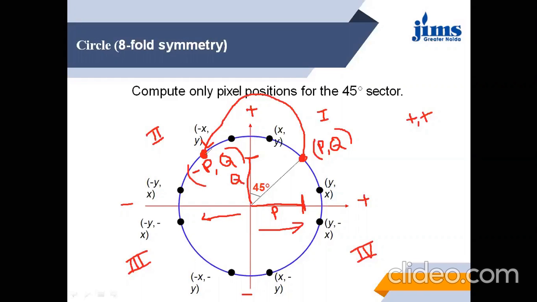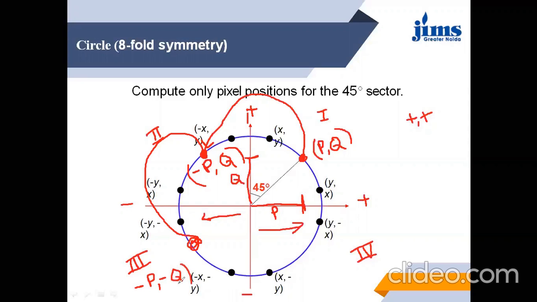Same when I am rotating this on the x-axis, then this point will map over here. So we can check from here that the value of x is negative, and the value of y, instead of positive, is negative. So we can find out the value: minus p and minus q.